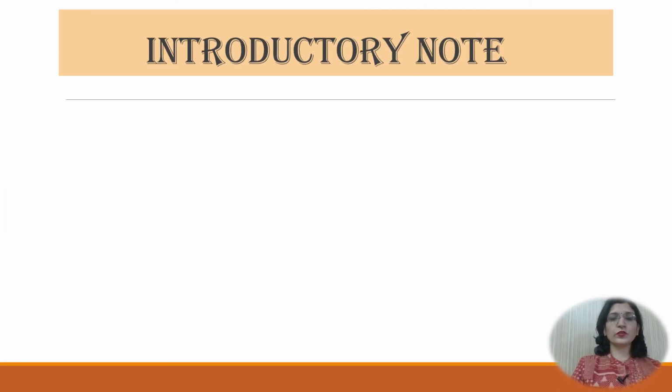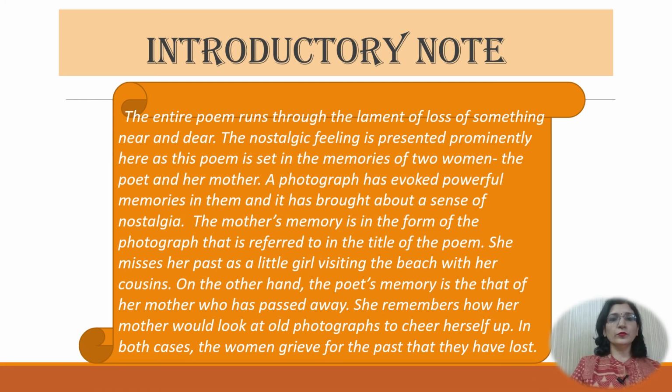Before moving on to the summary of this sensitive poem, first and foremost, let me give you its overview. The entire poem runs through the lament of loss of something near and dear. And the nostalgic feeling is presented prominently over here because this poem is set in the memories of two women, the poet and her mother. A photograph has evoked powerful memories in them, and it has brought about a sense of nostalgia. The mother's memory is in the form of the photograph that is referred to in the title of the poem.